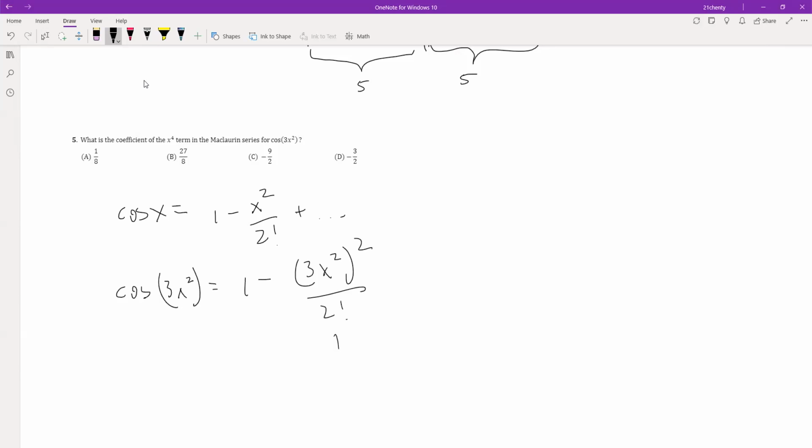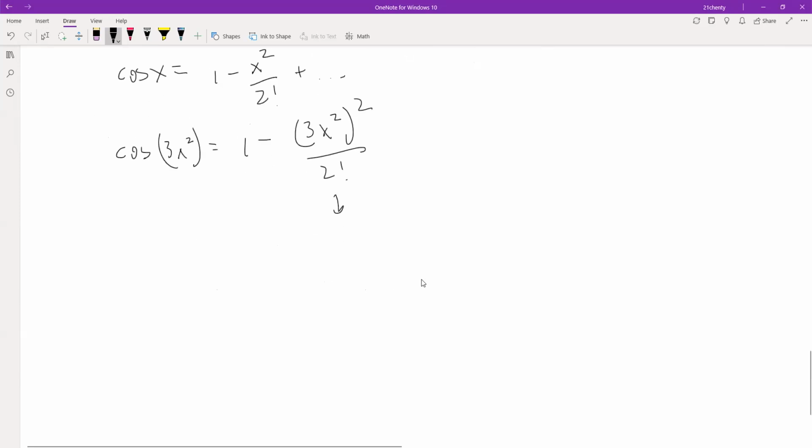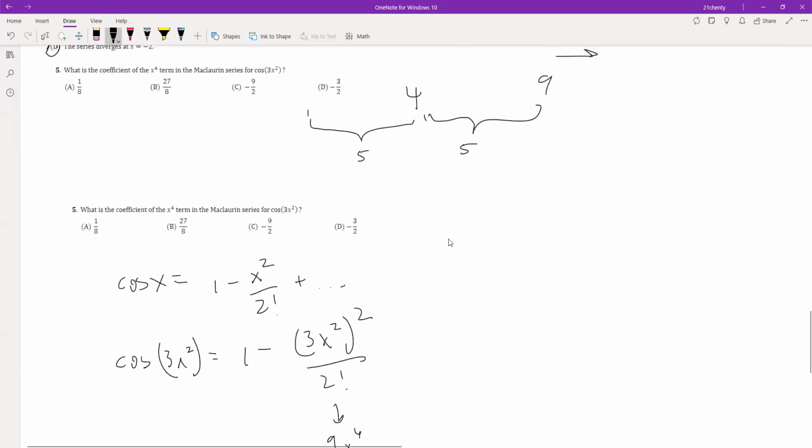And we're just going to distribute or simplify. 9x to the 4th over 4, over 2. And this is negative. So 9 over 2 is the coefficient, or negative 9 over 2, I mean. So C is the correct answer there.